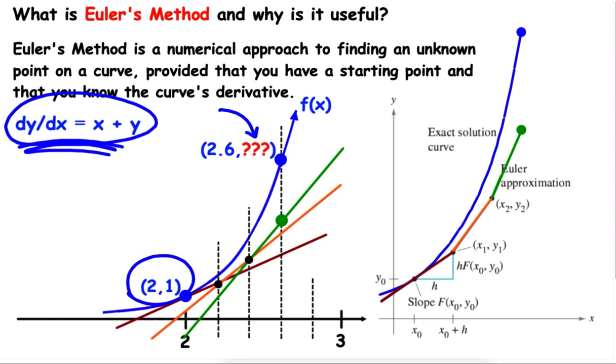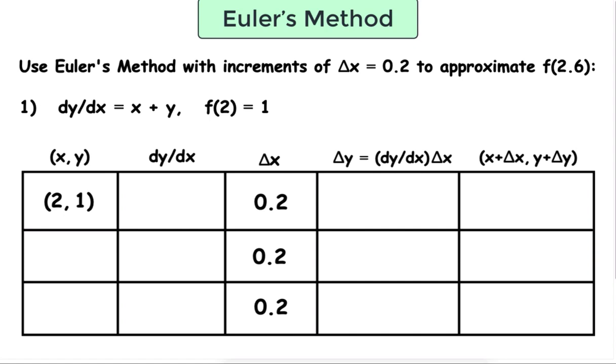It's really cool. Okay, so I based this problem off the graph that you just saw. Same derivative, x plus y. It went through the point (2, 1), so f of 2 is 1. You can see that I have 2, 1 in the very first cell of the chart. And I want to approximate f of 2.6. What's the y-coordinate at 2.6? They will tell you how many increments to use or what the increments are. So in this case, you can see it says delta x. Remember, delta means difference or change in. Delta x is 0.2, and I have that right here.